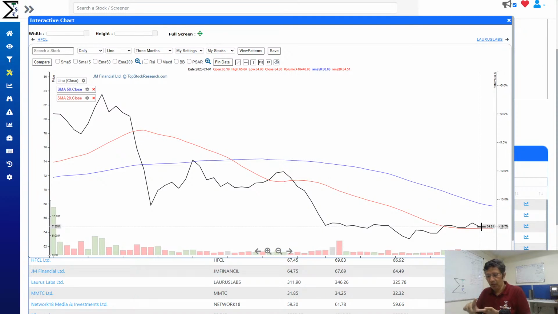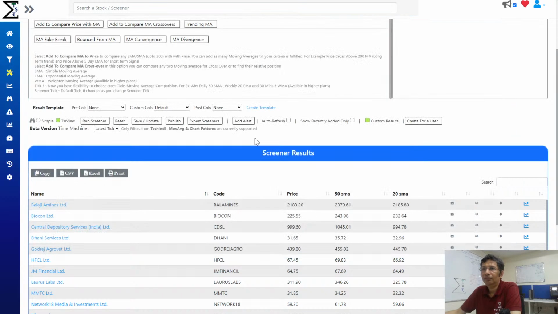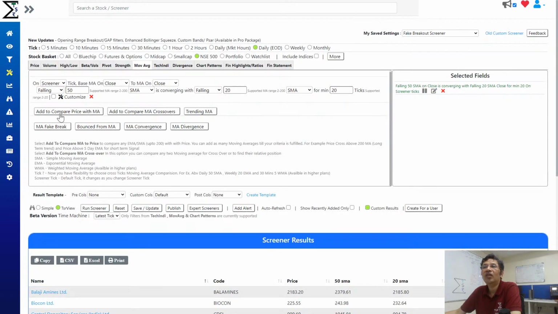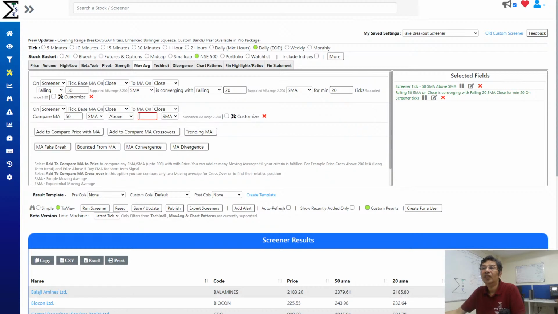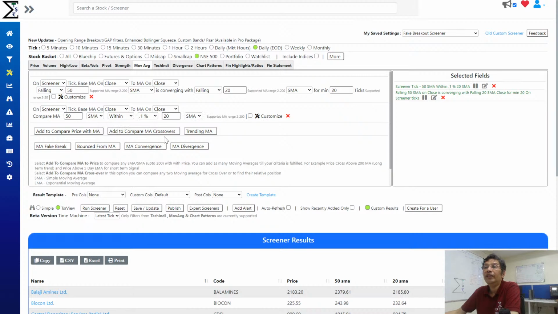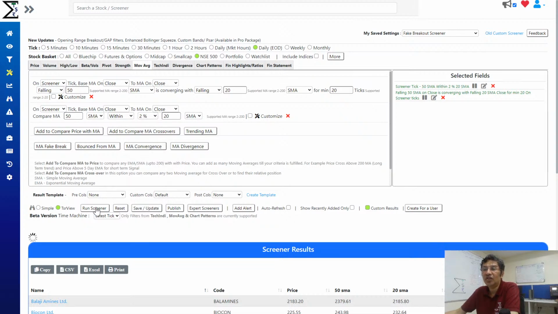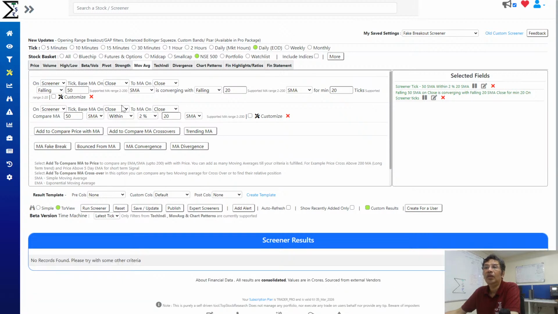So we know how to work with moving average crossovers, right? This will give you a head start or heads up that they are likely to converge. What you can do is also add that the 20 and 50 moving averages are within, let's say, 2% of the moving average. Not sure if you'll find anything. Okay, no.